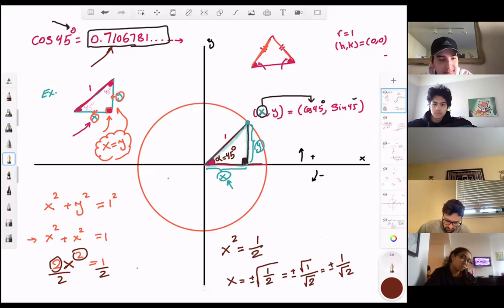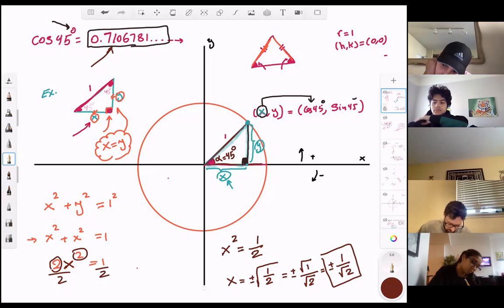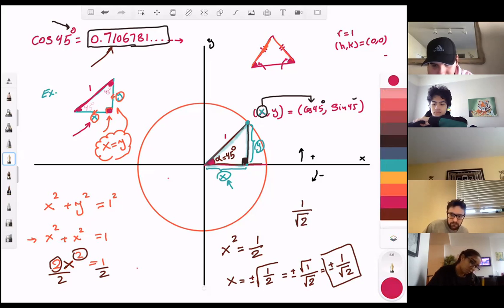So should I leave it 1 over radical 2, or are we able to simplify it? Can we have a radical in the denominator? In algebra, we learned that having a radical in the denominator is not allowed. So we have 1 over root 2, and we learn to irrationalize it. This is algebra, nothing to do with what we're doing.